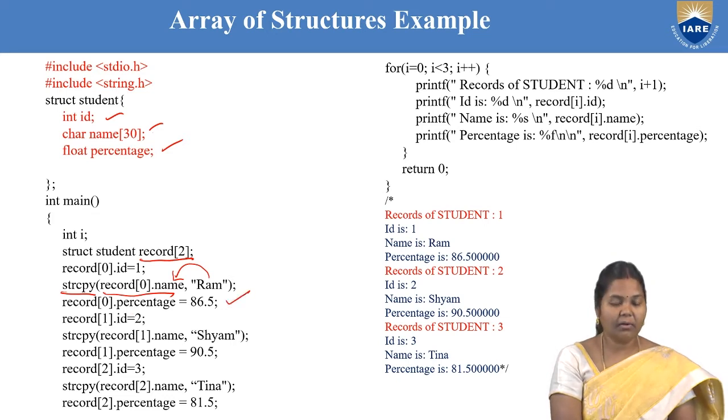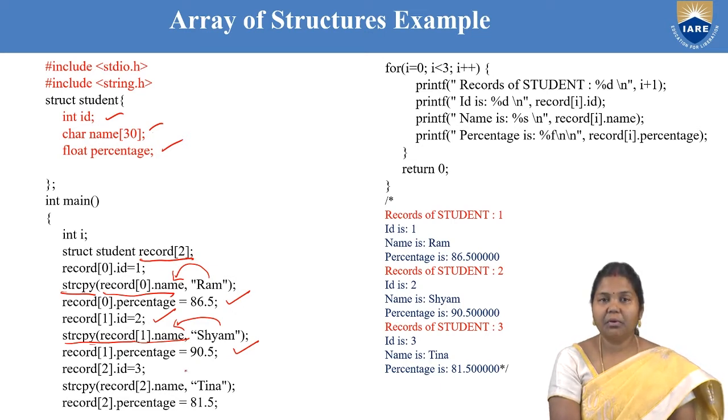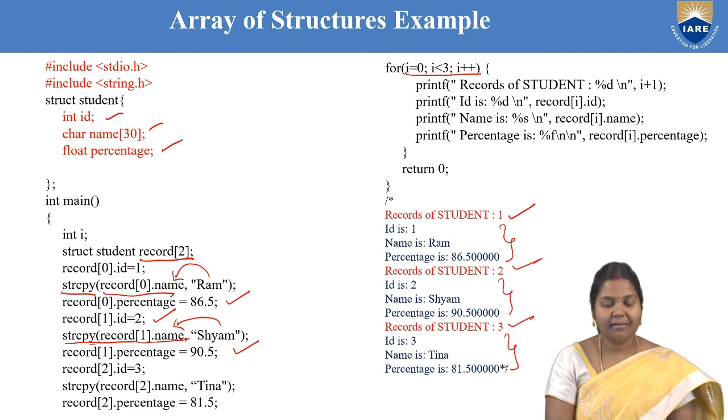Similarly, create another record. So record 1 dot ID is equal to 2, then strcpy of record 1 dot name is Sham, and record 1 dot percentage is equal to 90.5. Similarly, for however many records you want, you can just declare the size and go on creating the records. Now, to print the details of those records, write a for loop, access the values using the dot operator and print them. You can see here for student 1, these are the values displayed that you have given. For student 2, for student 3, these are the values that will be printed here.